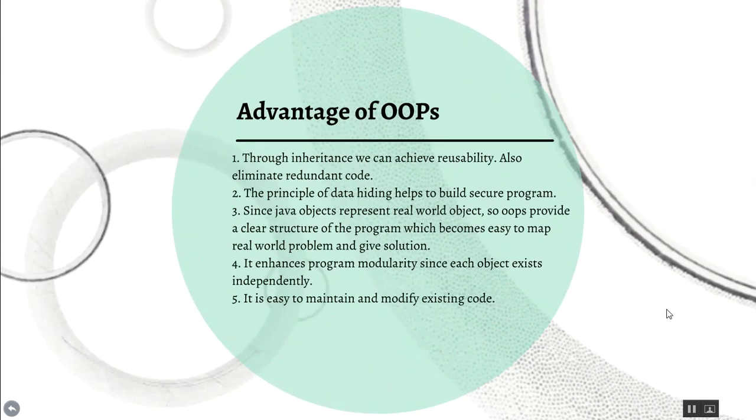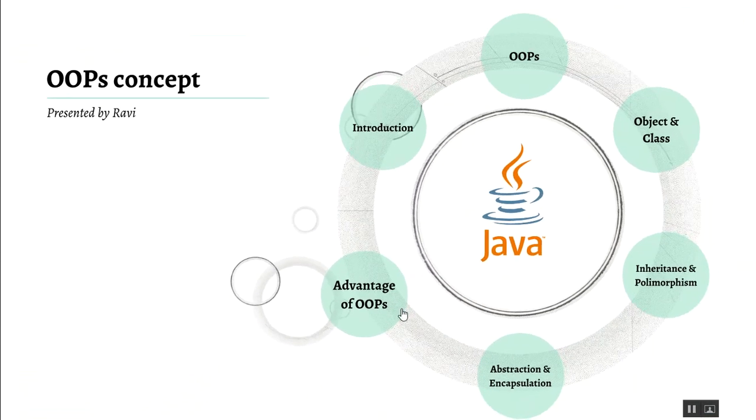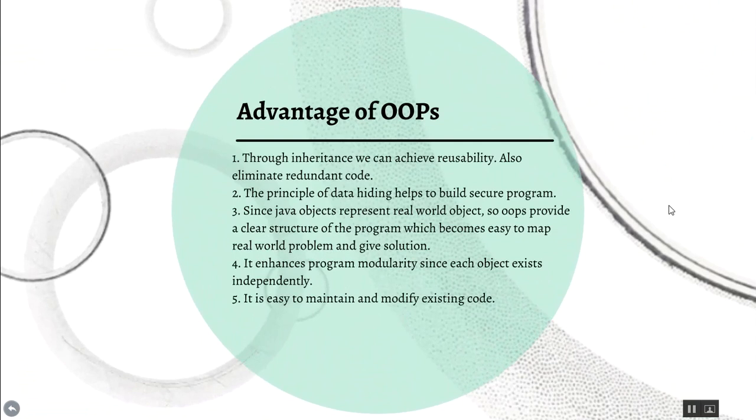Now the advantages of OOPS concept. Through inheritance, we can achieve code reusability. We don't need to write the same piece of code again and again if we relate that class with inheritance, right? The other thing is the principle of data hiding helps to build a secure program. The useful information cannot be accessed from outside of your class.